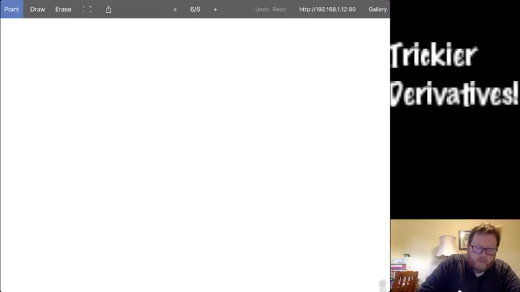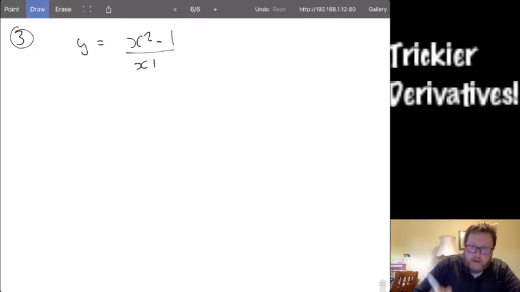How about this one? Example 3. Oops, I should actually start by saying the function. Let's just mix it up a bit too. Let's say y equals x squared minus 1 over x plus 1.